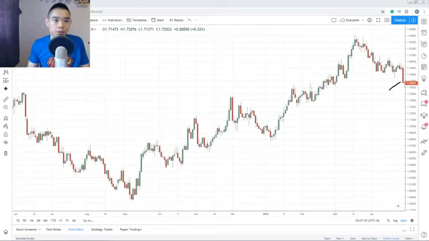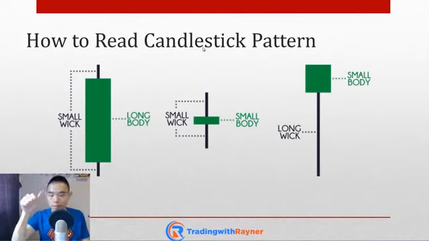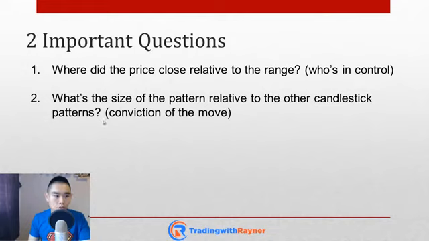Okay, don't forget that. So remember, number one, you want to ask yourself, where did the price close relative to the range? Number two, you want to ask yourself, what's the size of the candle, the range of the candle, relative to the earlier candles? These two questions will tell you, number one, who's in control, and number two, the strength or the conviction behind the move. Okay? So at this point in time, you're a candlestick pattern pro. You don't need to memorize candlestick patterns. Once you understand this, you can read the candlestick patterns with ease.